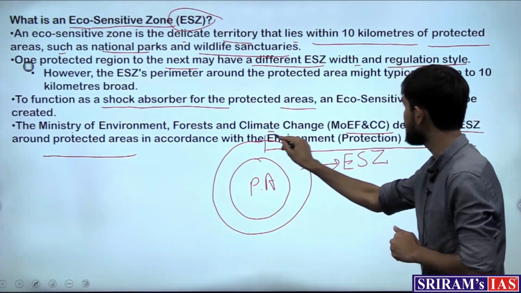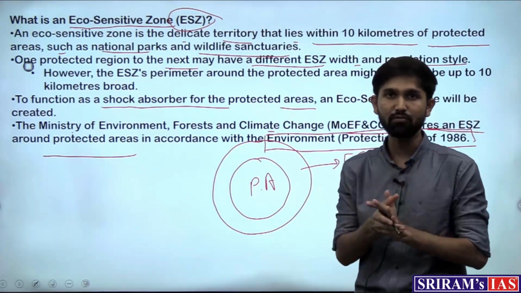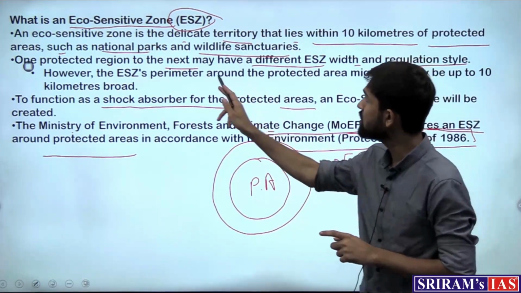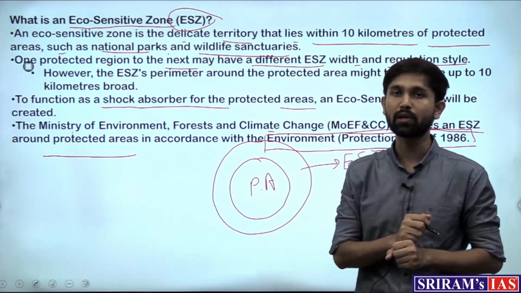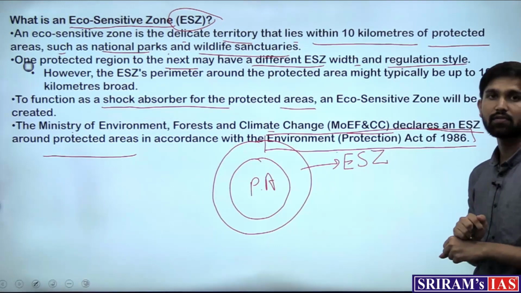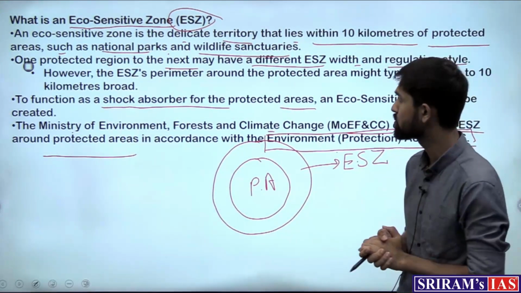Now this is important information because we can confuse it with the Wildlife Protection Act, because the national parks or the other protected areas are notified under the Wildlife Protection Act, but the eco-sensitive zone areas are notified under the Environment Protection Act. So this difference we should remember.